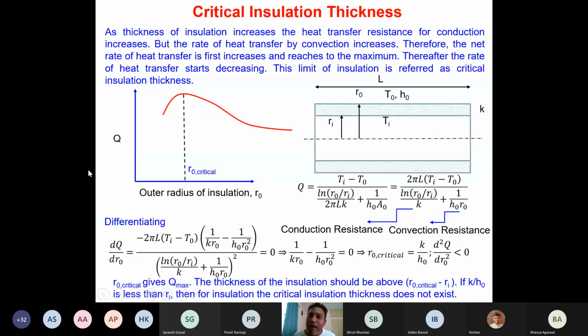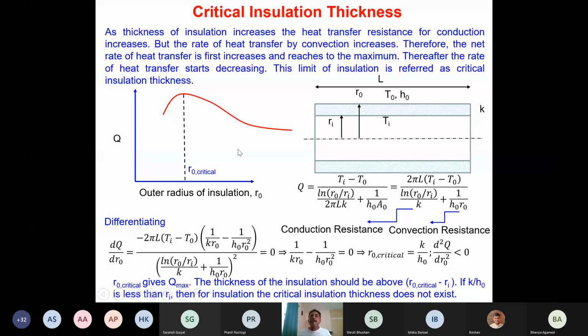So by increasing the outer surface area by putting the insulation, my convection is increasing, and that increase initially is higher than the decrease by conduction, and therefore the total amount of heat loss first increases by putting the insulation, and it reaches a maximum value. This maximum value is nothing but the critical insulation radius, or critical insulation thickness, beyond which the decrease starts.